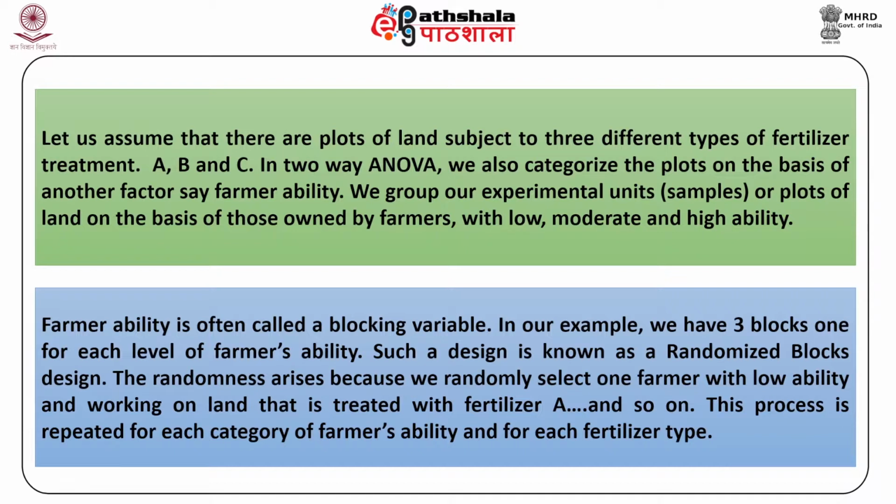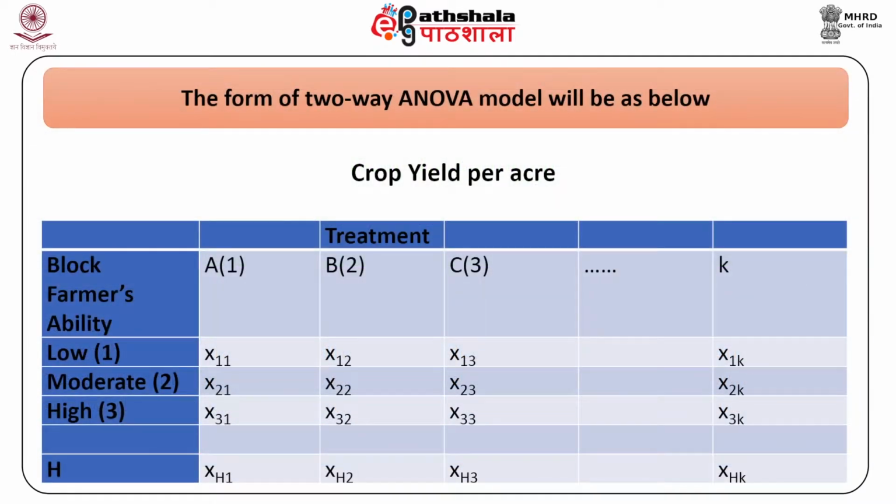The randomness arises because we randomly select one farmer with low ability and working on land that is treated with fertilizer A, and so on. Now this process is repeated for each category of farmer's ability and for each fertilizer type. The form of the two-way ANOVA model will be as below. We have crop yield per acre. On one side we have the treatment and we have the block on the other side. So in blocks we have the farmer's ability, low, which can be denoted as 1, moderate 2, high 3, which is in terms of rows, and we have the sum total, which is H.